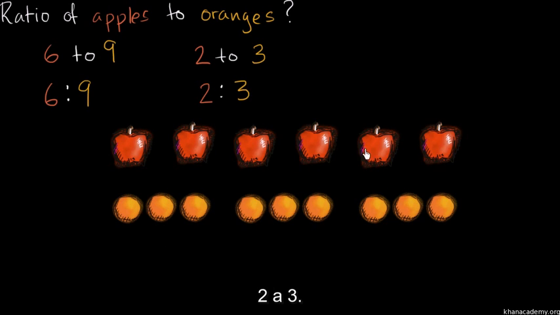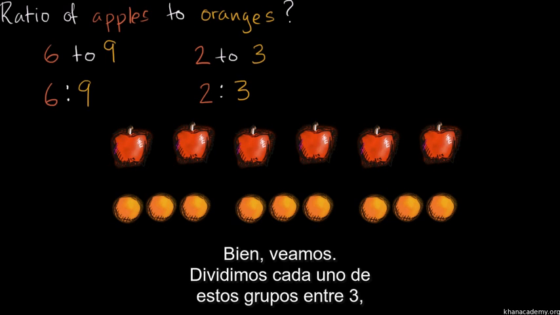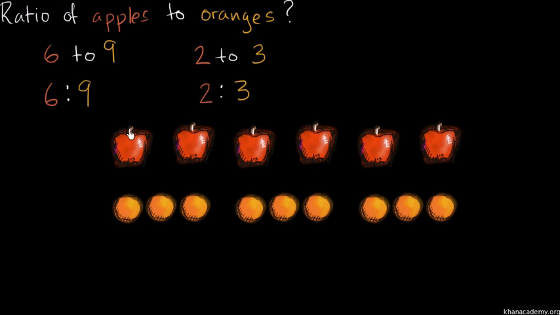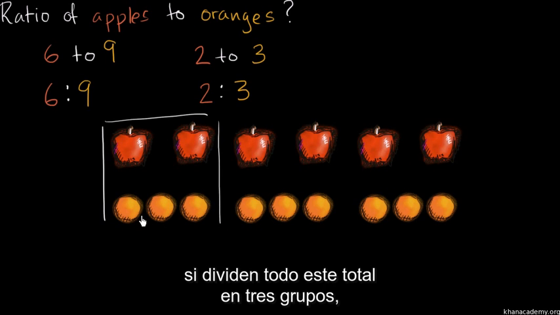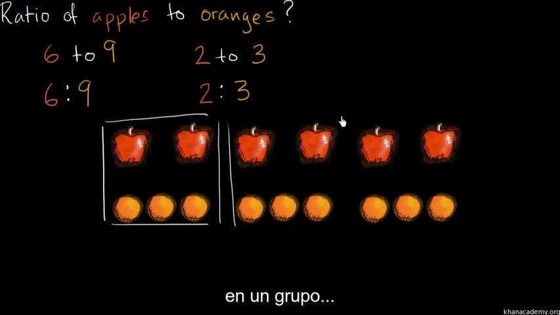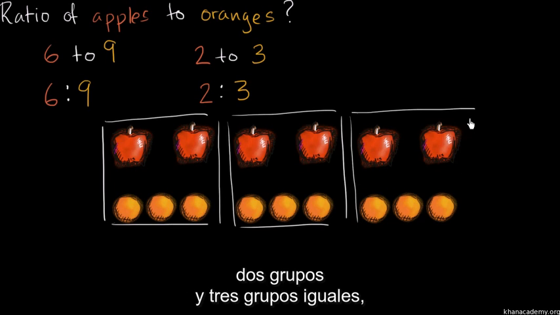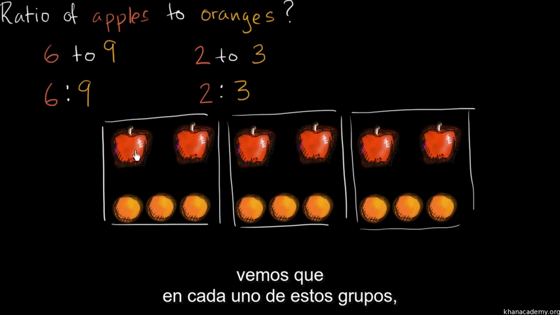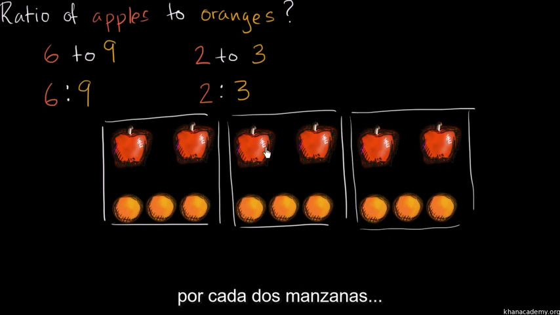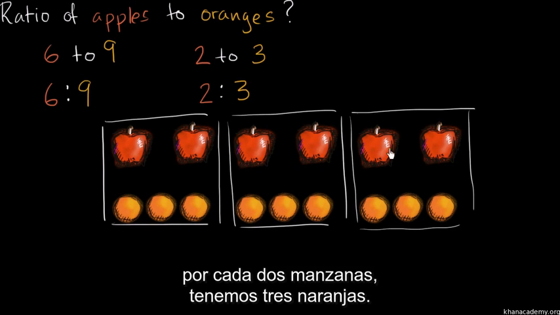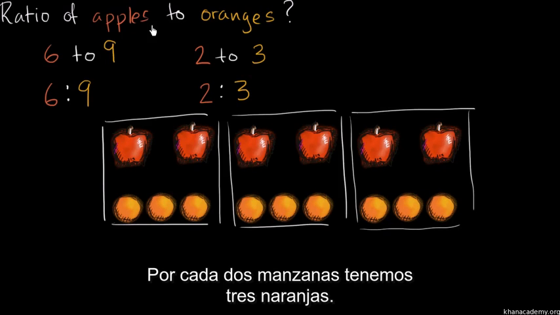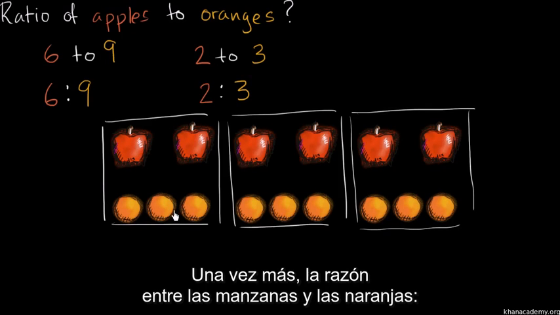Well, look, we divided each of these groups into 3. So one way to think about it: if you divide this whole total into 3 groups, so one group, two groups, and 3 equal groups, we see that in each of those groups, for every 2 apples, we have 3 oranges. So, once again, the ratio of apples to oranges is, for every 2 apples, we have 3 oranges.